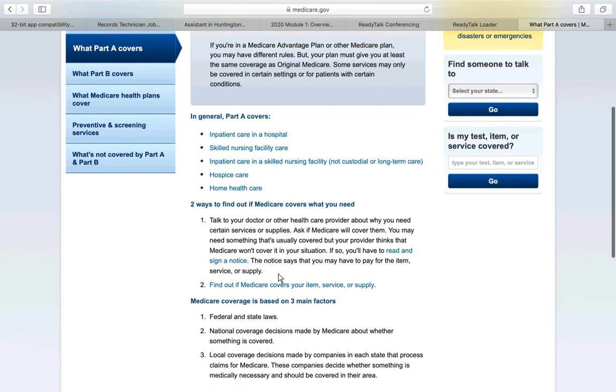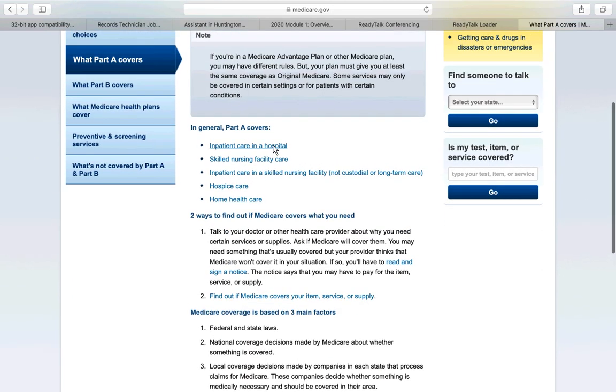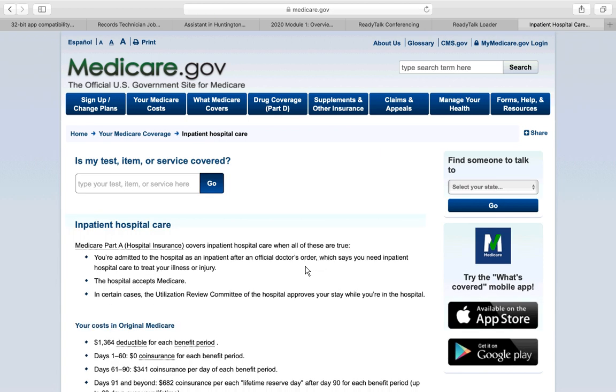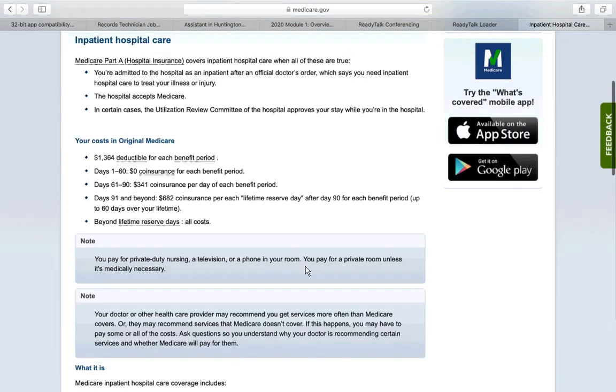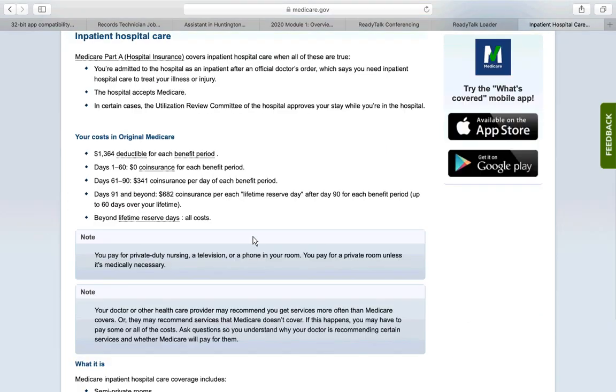Inpatient hospital care. Let's take a closer look in here. These are very important numbers here. So if somebody were to ask you, hey, all I have is Part A and Part B, but do I really need to get a supplemental? Do I really need to get a Medicare Advantage plan? And you say, well, that's a great question, but let's just say you were to be hospitalized.